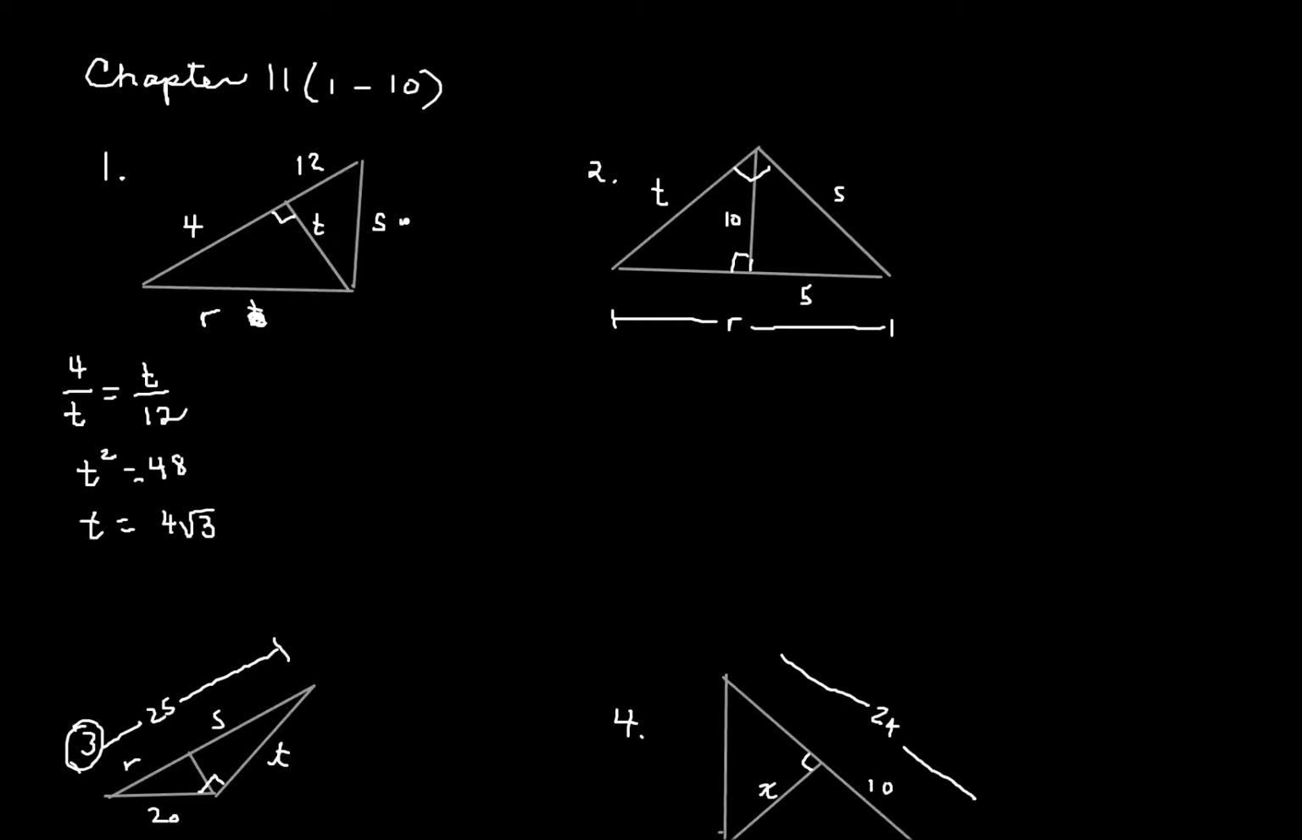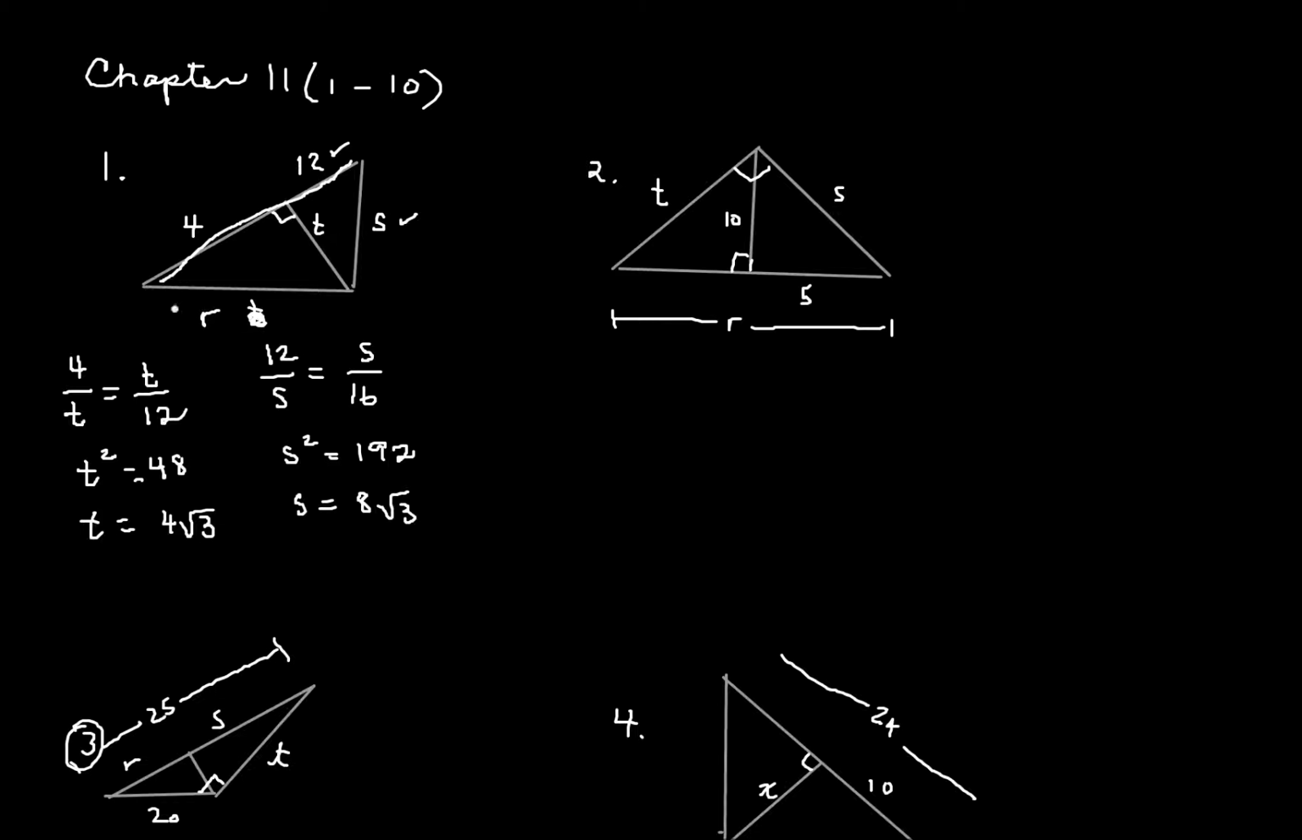Now we can go on and do S. So the legs are mean proportions, so that means they go here, to the segment closest to it, which is 12, in the entire length of the hypotenuse, which will be 16. So we're going to get S squared equals 192, and if you simplify that one, you're going to get S equals 8 square root of 3. I didn't leave myself enough room.